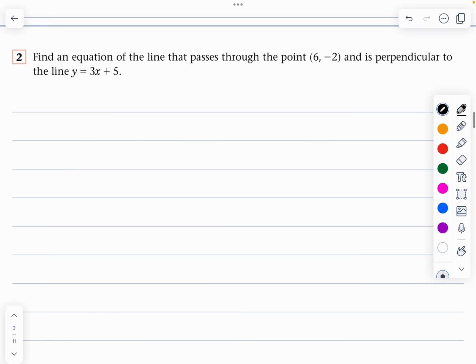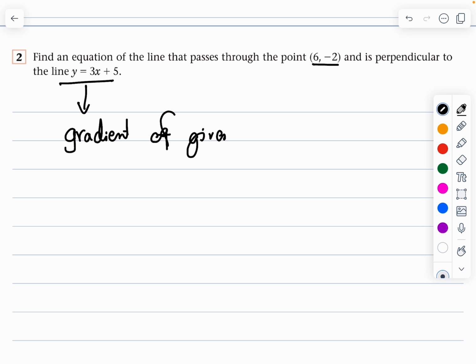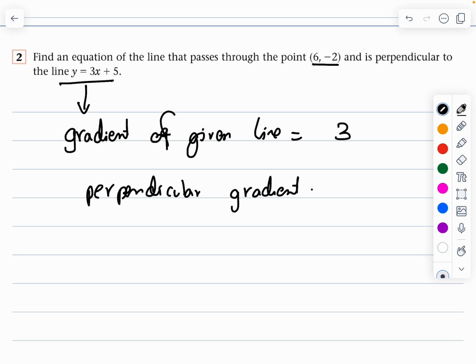Question number 2. Find an equation of a line that is passing through the point (6, -2) and perpendicular to the line. So what is the gradient of the given line? The gradient of the given line is 3. I want perpendicular, so what is the perpendicular gradient? Do the reciprocal and change the sign. So 3 upon 1 will become -1 upon 3.